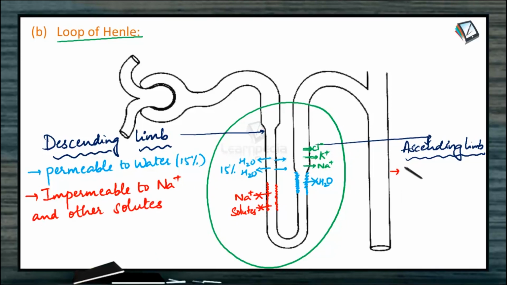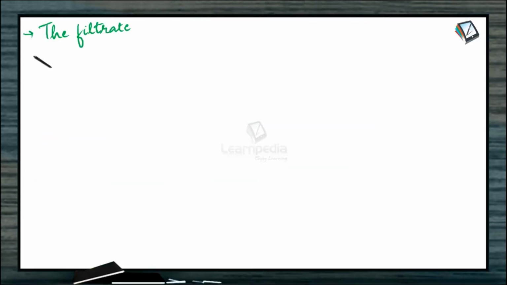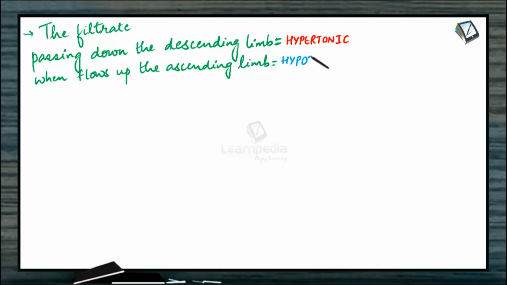And the ascending limb is impermeable to water, whereas it is permeable to potassium ions, sodium ions, and chloride ions. The filtrate passing down the descending limb becomes hypertonic as water is reabsorbed back into the blood. When the filtrate flows up the ascending limb, it becomes hypotonic as it is impermeable to water and water is retained inside.